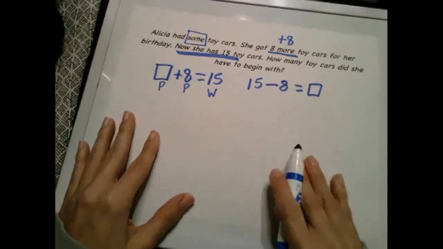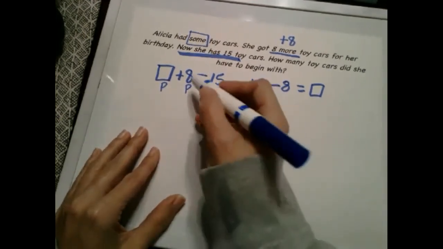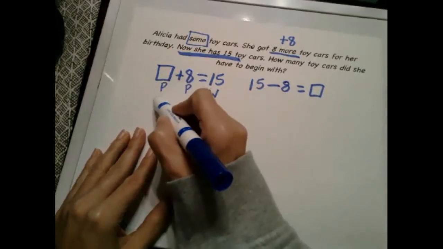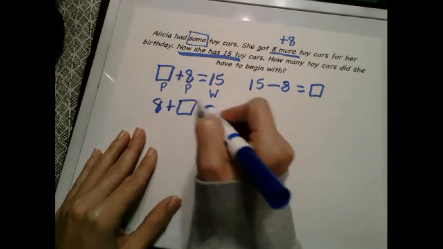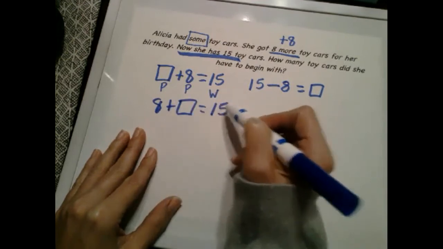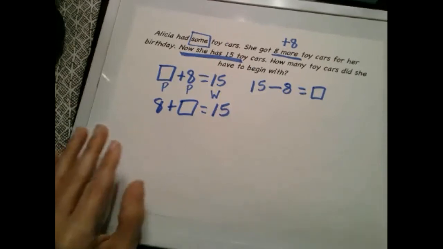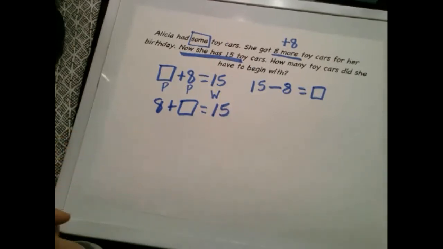You can also think about it this way. If something plus 8 equals 15, then 8 plus something equals 15. Let's go ahead and try to solve some of these equations. On your paper or your board, what model or strategy are you going to use to help you solve? Go ahead and try, hit pause, and when you're ready, hit play.